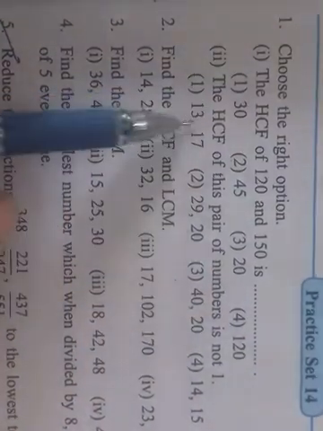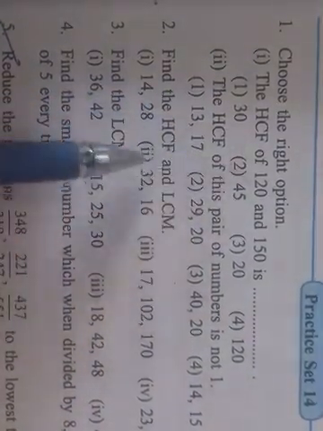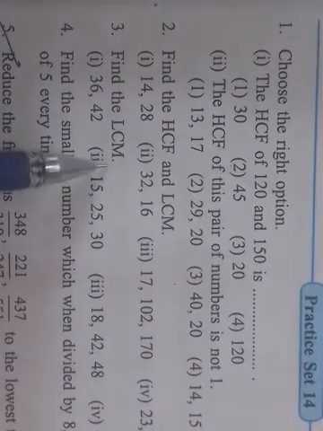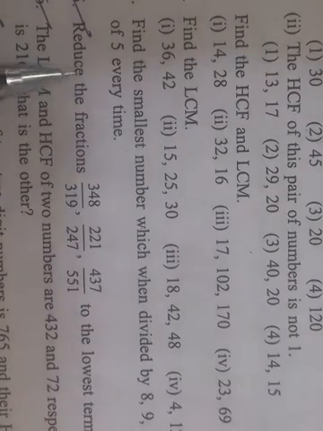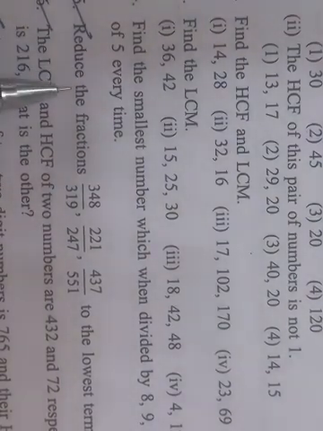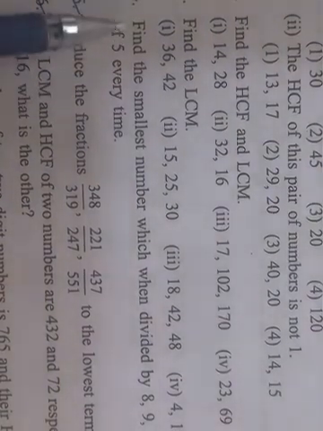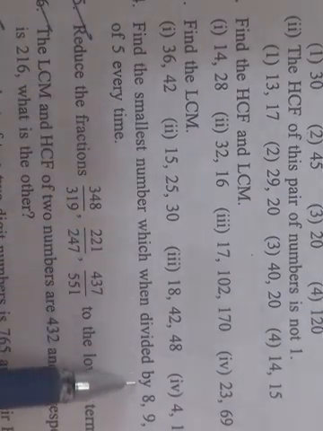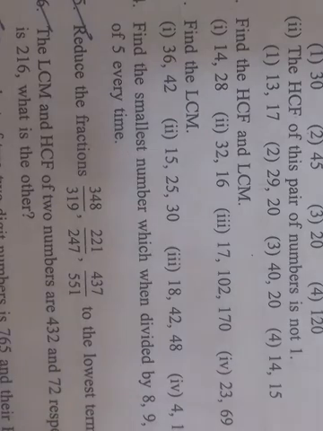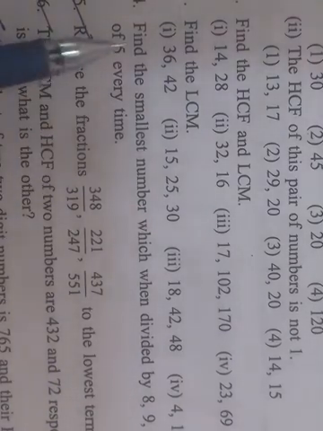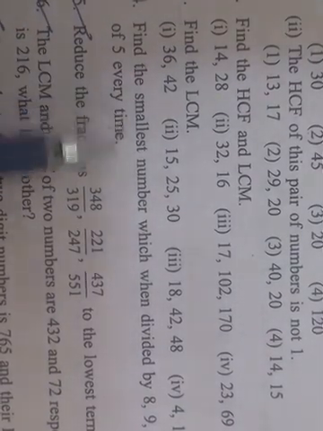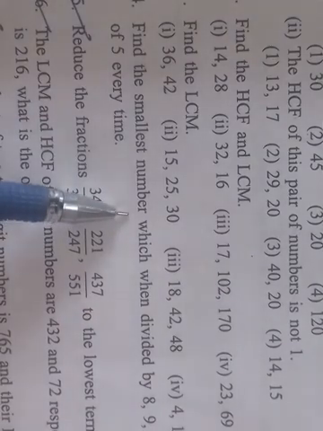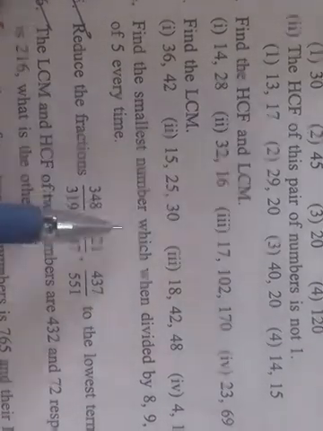See, the first ones are MCQs, you can solve them, you can find the HCF or LCM. But look at the fourth question: find the smallest number which when divided by 8, 9, 10, 15, 20 gives a remainder of 5 every time. So we want the smallest number. Once again, we are seeing a solved sum, so I am going to explain this one to you.